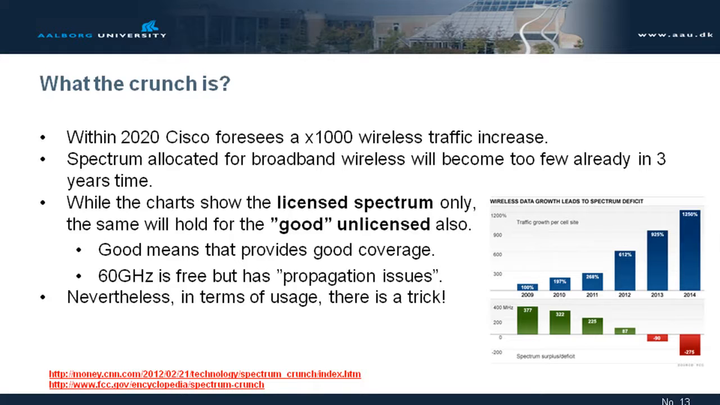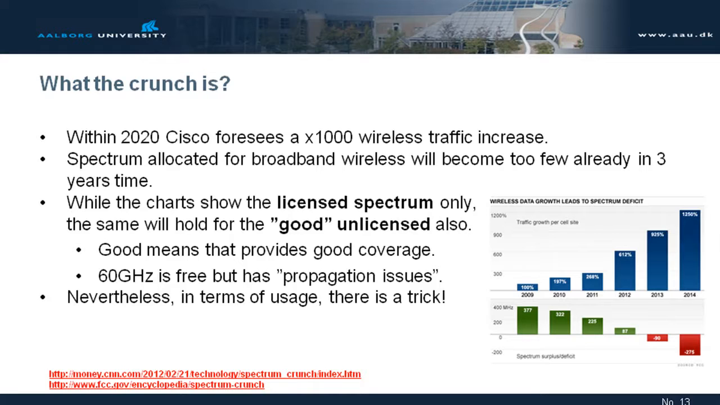So, let's see if this guy works. Now, let's see what the Federal Communication Commission, the same guy that was issuing licenses, foresees in terms of broadband data. This is the traffic data growth from 2009 to 2014. And as you can see, it's 1,250% of the traffic in only 5 years. And this is the amount of spectrum that would be surplus.